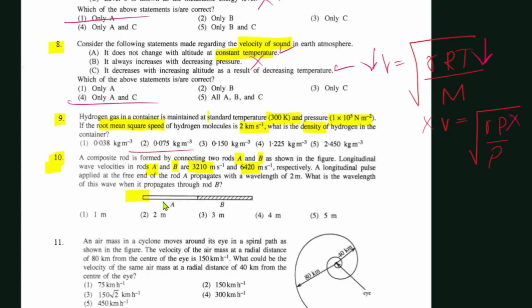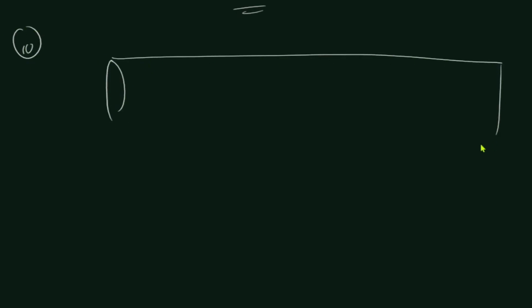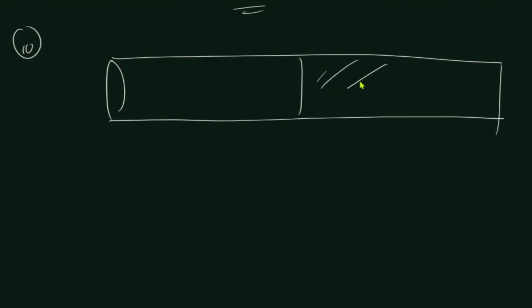At this A, the wavelength is 2. What is the wavelength on B? I guess this is quite an easy question. It's like this: there's a rod, one type of rod, and this is another type of rod.